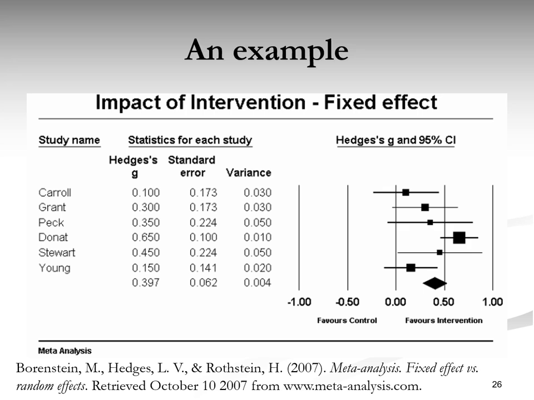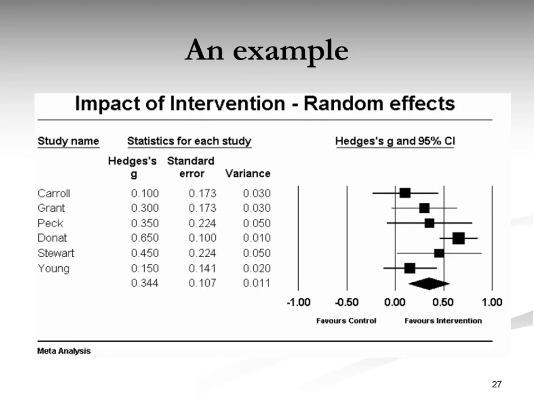Now look at the results of the random effects model. You can see that the mean effect now is somewhat similar, but the standard error is much larger. It used to be 0.062, now it's 0.107. So it's almost twice as large. So the standard error is larger, so the sampling variance is larger, the precision is smaller. The confidence interval is also larger. So this indicates that we take into account the additional uncertainty.